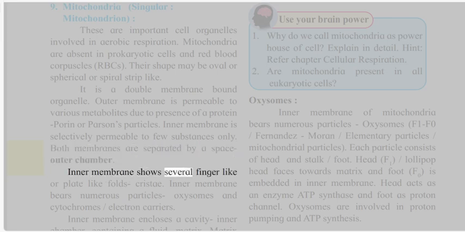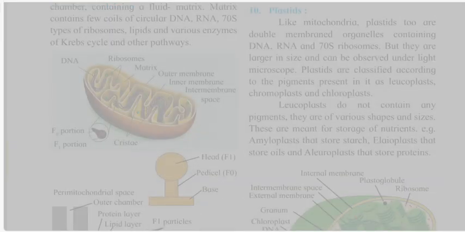The inner membrane shows several finger-like or plate-like folds, cristae. The inner membrane bears numerous particles, oxysomes, and cytochromes, the electron carriers. The inner membrane encloses a cavity, the inner chamber, containing a fluid matrix. The matrix contains a few coils of circular DNA, RNA, 70S type ribosomes, lipids and various enzymes of the Krebs cycle and other pathways.